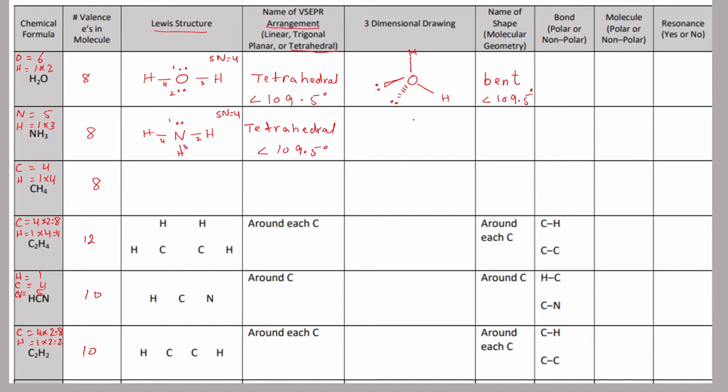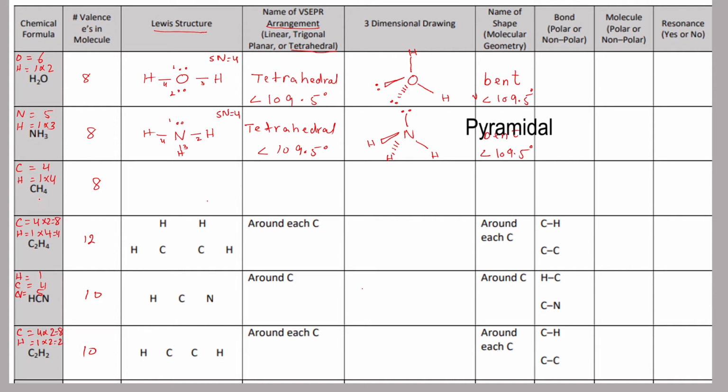Okay. Again, the three-dimensional drawing will be for tetrahedral. It will always be this. You just have to arrange the atoms. When you are giving the shape, you are going to ignore the lone pair, and this bottom part is bent, or less than 109.5 degrees. Let's do next example.